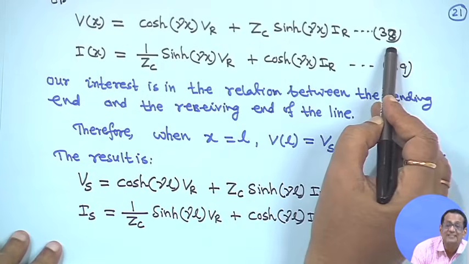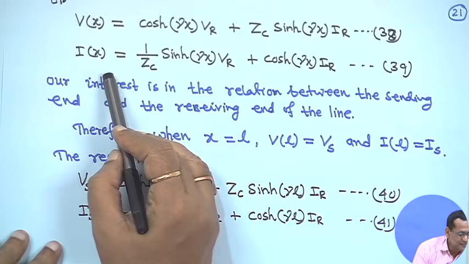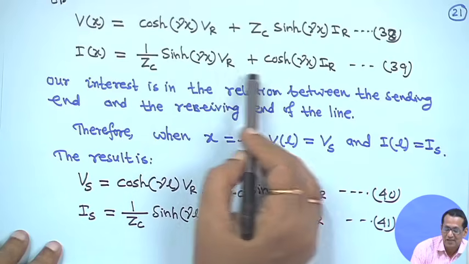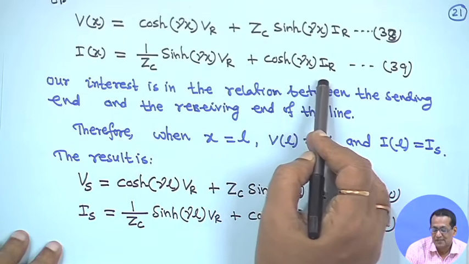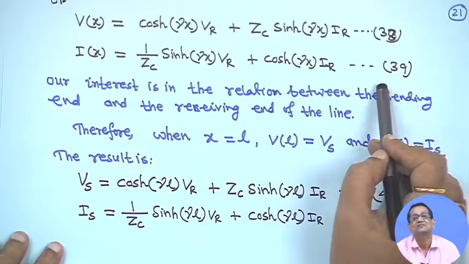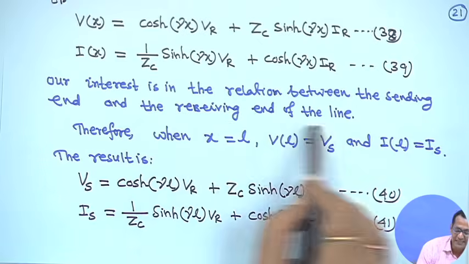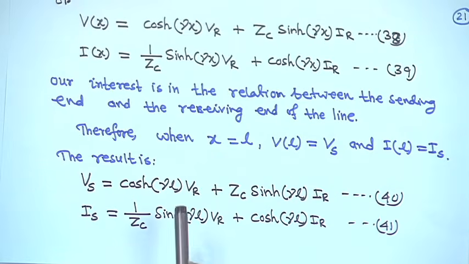This is equation 38. Similarly, I x is equal to 1 upon Z c sine hyperbolic gamma x into V r plus cos hyperbolic gamma x into I r. This is equation 39. But our interest is the relation between the sending end and receiving end of the line.